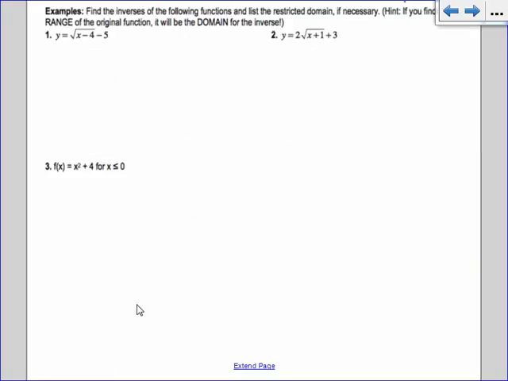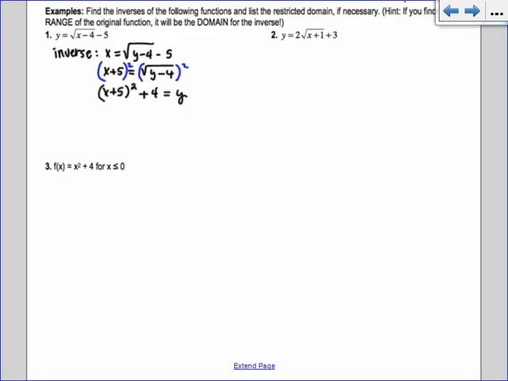So I have y equals the square root of x minus 4 minus 5. Okay, so let's find the inverse first. If I'm finding the inverse, I switch my x and y. I'm going to add the 5 over. I'm going to square both sides. So I get x plus 5, quantity squared, equals y minus 4. So I'm going to add the 4 over, and I get y.